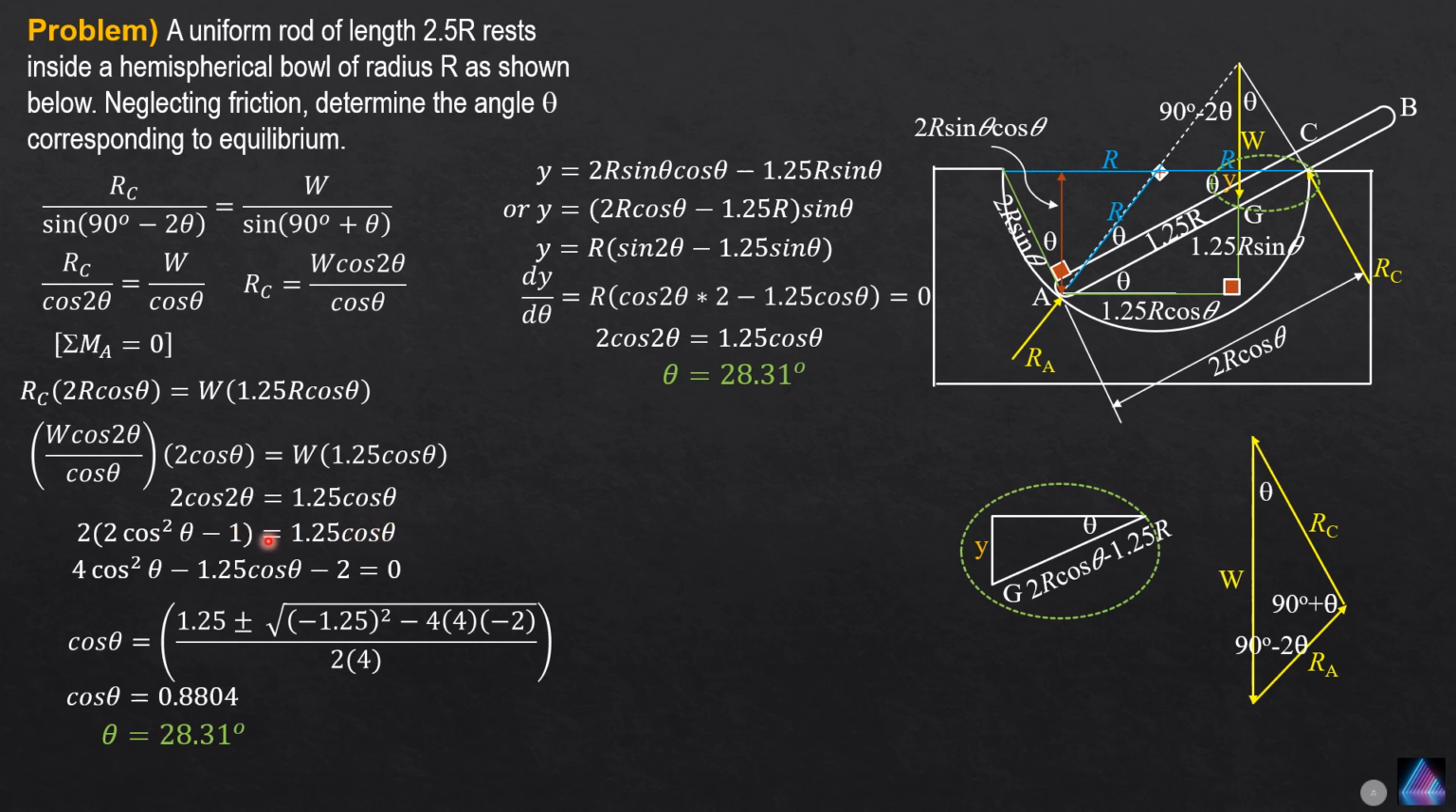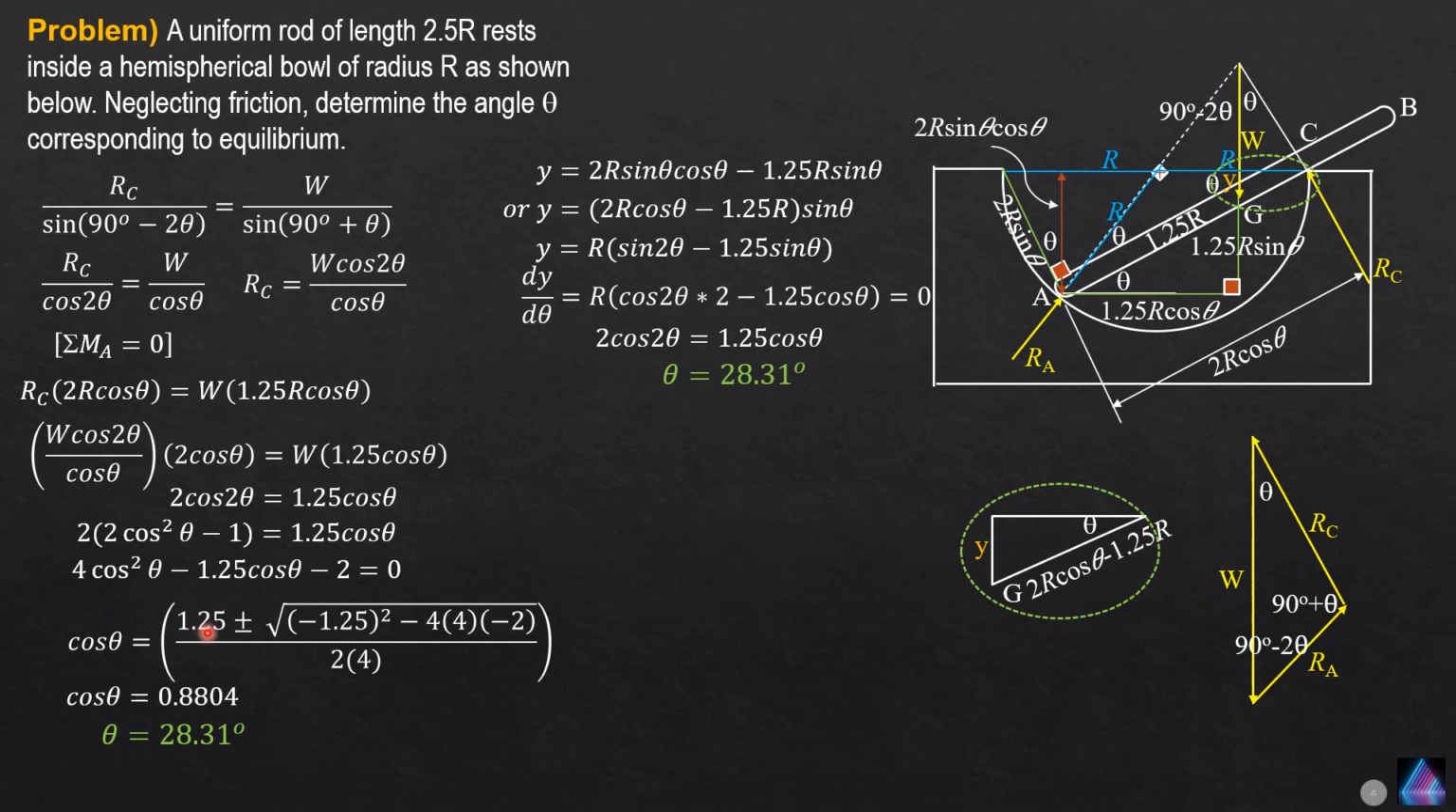So this will lead to a quadratic equation: 4 cosine squared theta minus 1.25 cosine theta minus 2 equals 0. So using the quadratic formula, negative of b, and b is negative 1.25, so 1.25 plus or minus the square root of b squared, negative 1.25 squared, minus 4 times a, which is 4, times c, which is negative 2, over 2a, 2 times 4. So simplifying, use plus for the radical because the radical is greater than this first term here. So it will be negative.